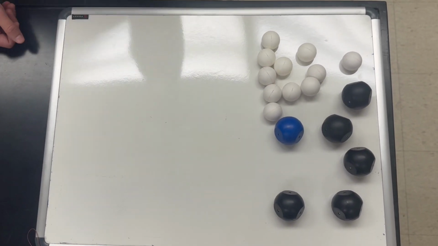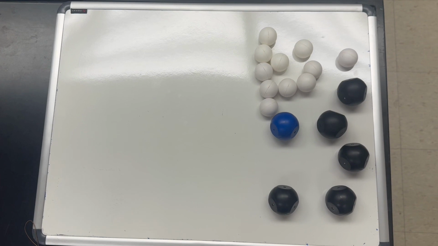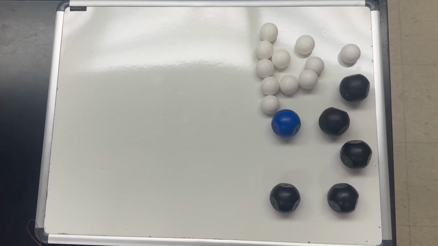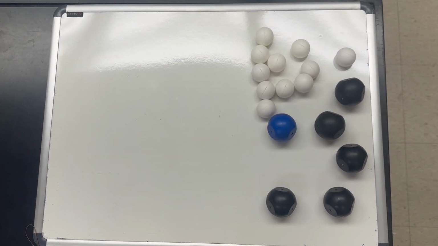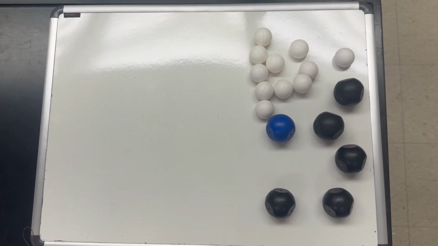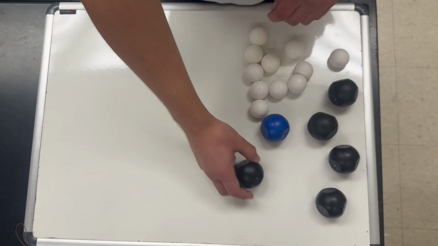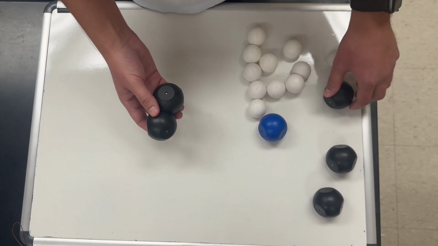Alright, now we're going to get started with building our molecule with the Snatoms kit. If you look at the whiteboard, we have black that designates carbon, blue designates our 1 nitrogen, and then white is going to designate our hydrogens. So the first thing we're going to get started with is building our ring structure, which is going to have 4 carbons in our ring structure.